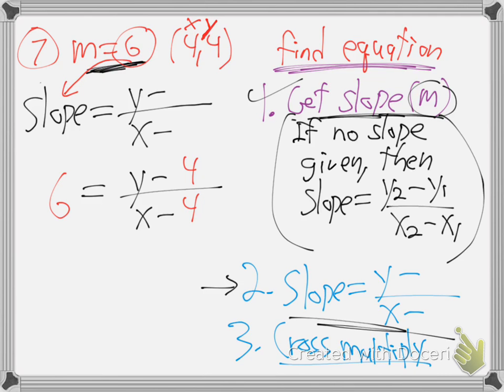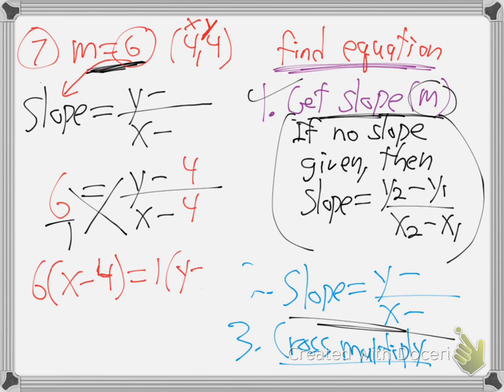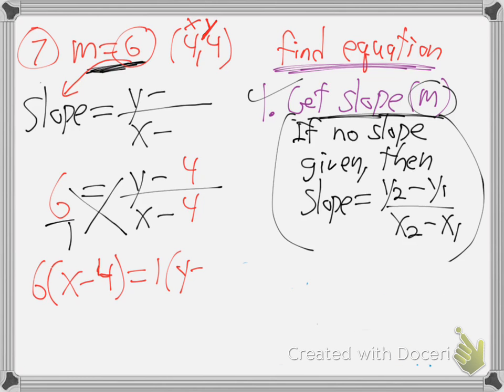Now step 3, can you read this? It's kind of got the words in the way there. Cross multiply. So what do I mean by cross multiply? So I'm going to put this over 1 and go diagonal, diagonal. Have you seen that kind of thing before? We got a fraction on each side, and you go diagonal, diagonal. So it's going to be 6 times x minus 4 equals 1 times y minus 4.